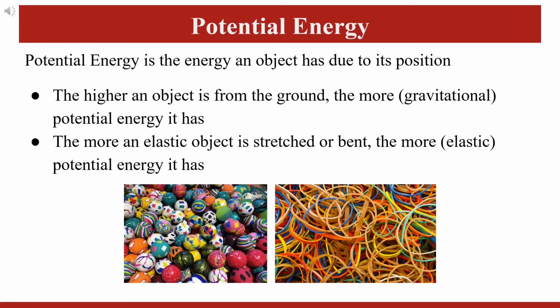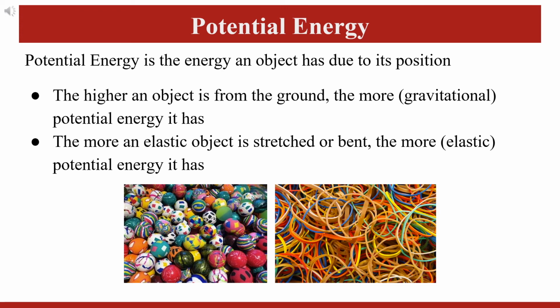Potential energy is the energy an object has due to its position. Potential energy can be divided into two categories: gravitational potential energy and elastic potential energy. For gravitational potential energy, the higher an object is from the ground, the more gravitational potential energy it has. For elastic potential energy, the more an elastic object is stretched or bent, the more elastic potential energy it has.